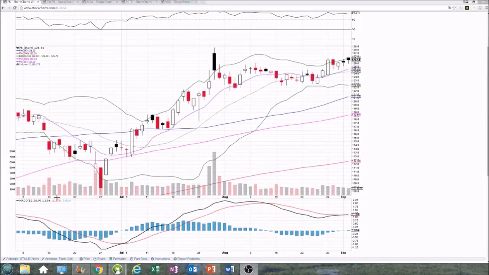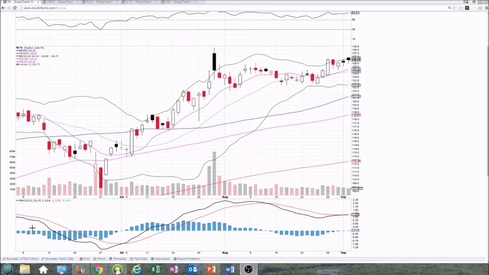So back to the Facebook daily chart to check out the MACD indicator. Whenever you have this black line cross the red line to the upside, it is a bullish cross indicating a change in trend. And when you have it crossing it to the downside, it's a bearish cross signaling the opposite.